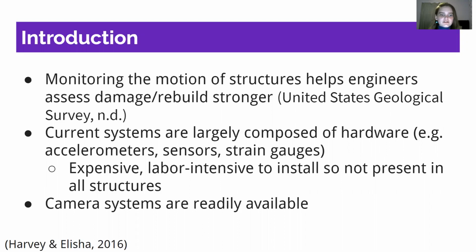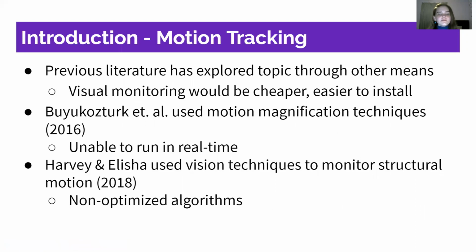However, camera systems are readily available both in and around these buildings in the form of surveillance cameras, which leads us into the idea of using computer vision techniques in order to monitor the structural health of a building by monitoring its motion. This has begun being explored in certain previous literature, like a paper that used motion magnification techniques in order to monitor the motion of small-scale gears within an engine, as well as a paper that used vision techniques to monitor structural motion of a larger building. However, the algorithms discussed in that paper were non-optimized and therefore unable to run in real time.